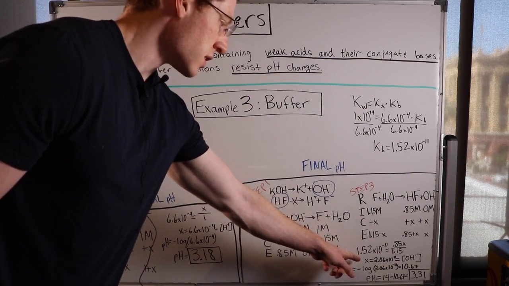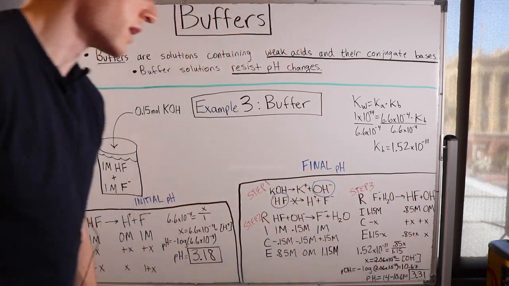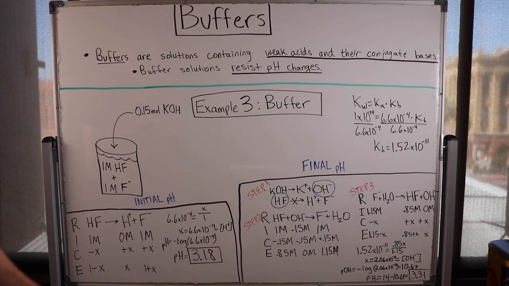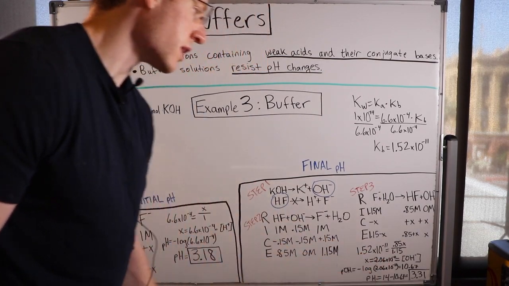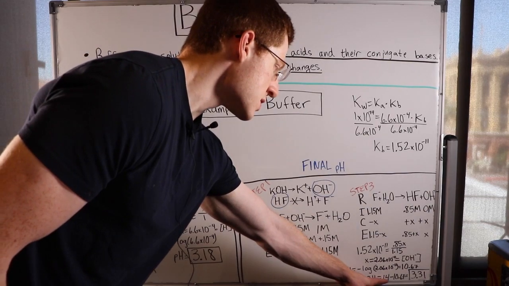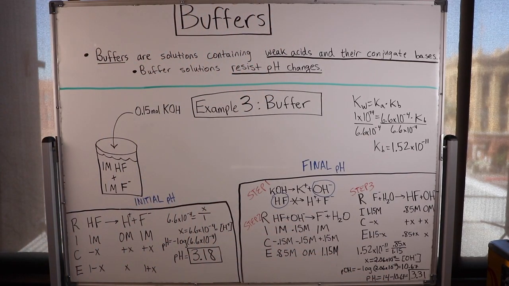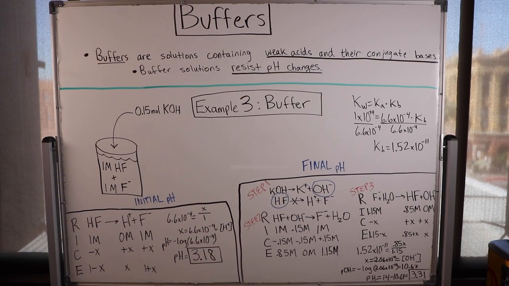So solving for x here will give us our concentration of hydroxide ion. So when we do pOH, we'll do the negative log of the hydroxide ion concentration, and we'll get our pOH of 10.67, and then we know our pH is equal to 14 minus 10.67, which will give us a final pH of 3.31. So see how this pH, 3.18, is quite similar to the final pH, 3.31. Those are pretty close together.